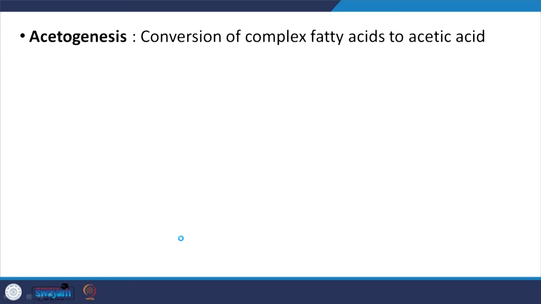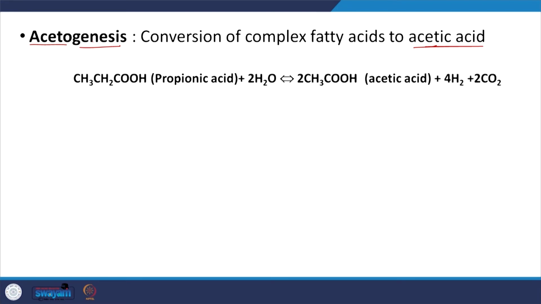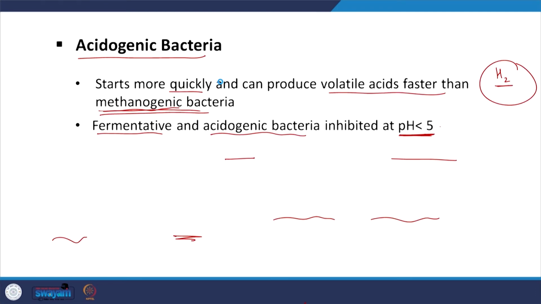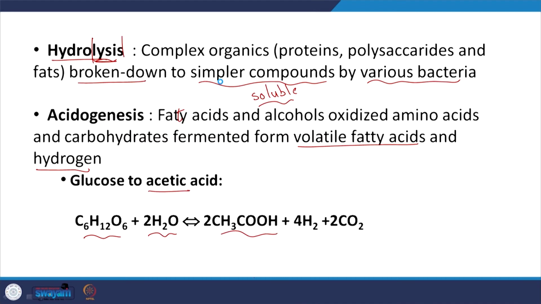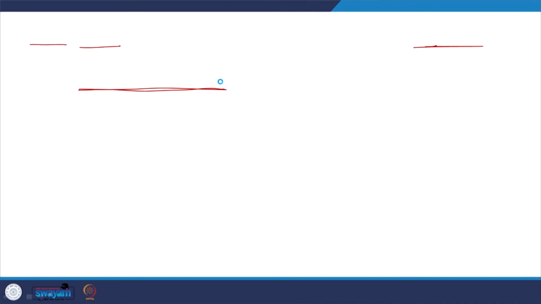And acetogenesis: conversion of these intermediate fatty acids or the complex fatty acids to acetic acid, that is why it is acetogenesis, right. So, let us look at some of the relevant steps. Earlier, if I had a breakdown of a complex compound during acidogenesis into propionic acid, let us say, do I have that here, or did I have it directly to acetic acid here? Okay, I had it directly to acetic acid, that is fine.